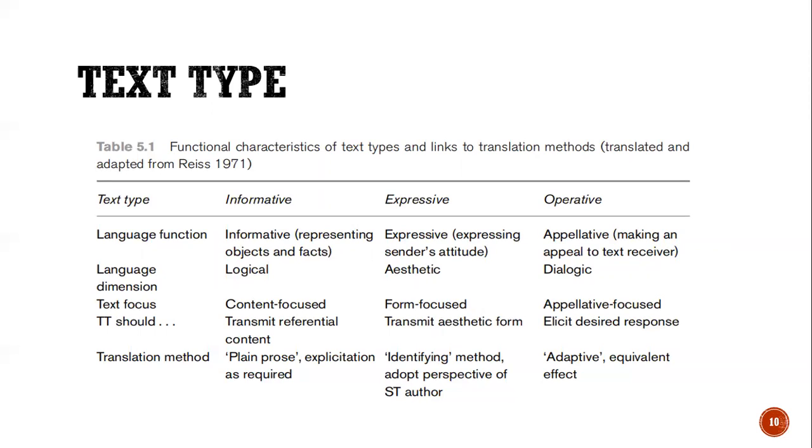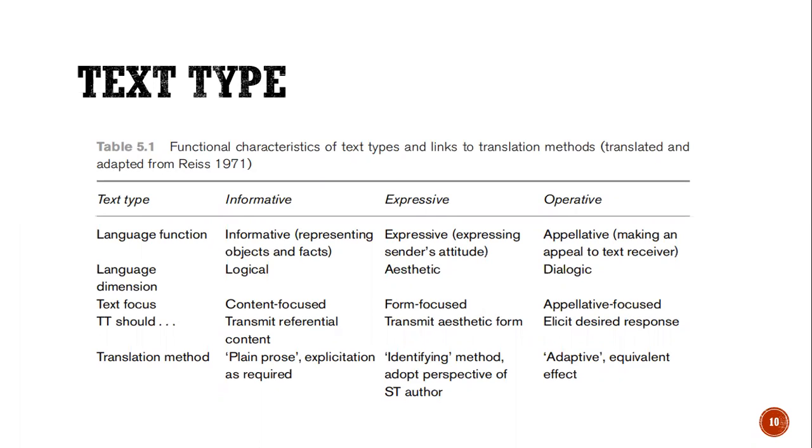Okay. And text focus. What is the text focus in the informative text? In the informative text, the text focus is content focus. Based on content, content is important, information is important. In the expressive, form or style is very important. In the operative, it is appellative focused. You see, the appeal, what kind of emotion it is evoking, that is very important. Okay, that is the text focus. And the target text, that means the translated text, should transmit referential content. That means it will give the reference of the main text and also the reference to both the languages, the source language, SL, and the target language, TL, and transmit aesthetic form.